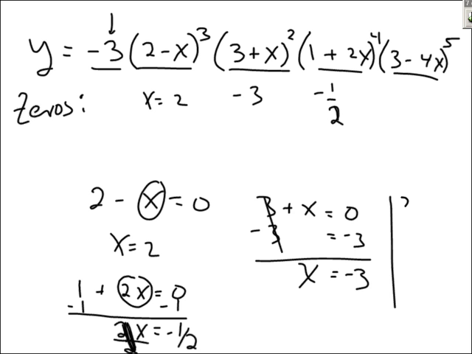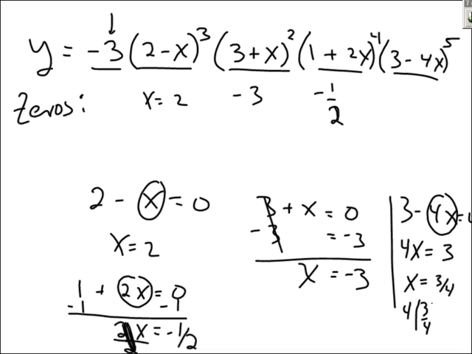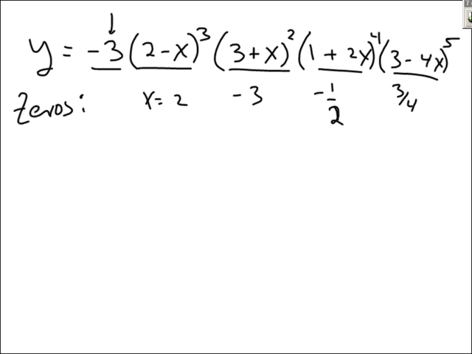The other 0 is 3 minus 4x is 0. Well, 3 minus 3 is 0, so 4 times x is 3. 4 times what equals 3? 3/4. You don't believe it? 4 times this number is 3. So 3/4 is the other one. Those are our 4 zeros. Let's get rid of the side work because I'm out of space. And let's graph this.